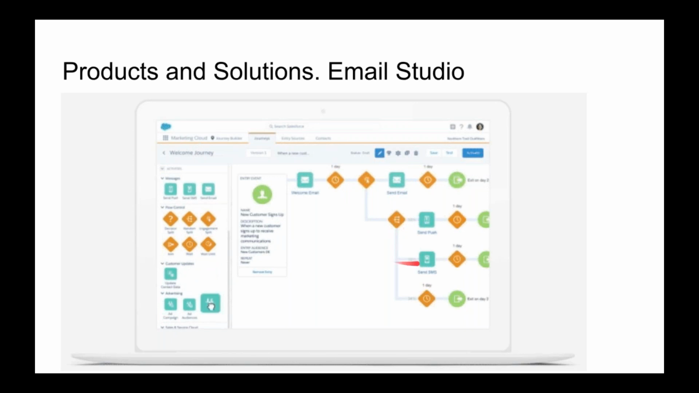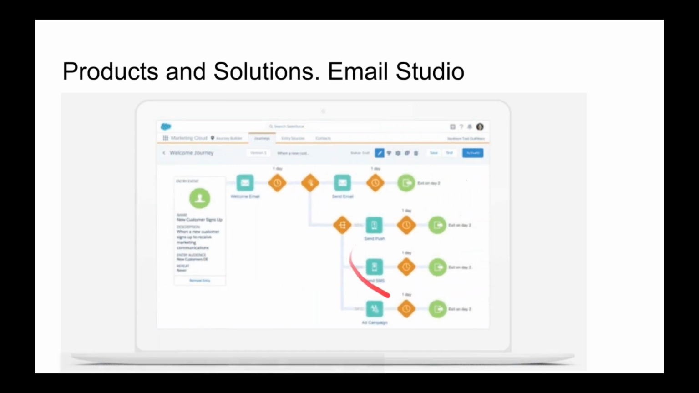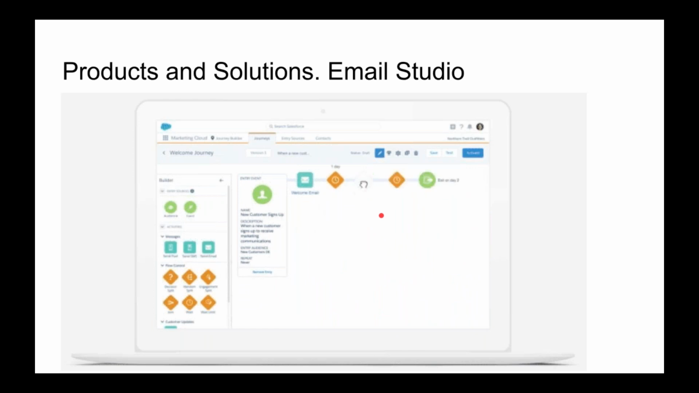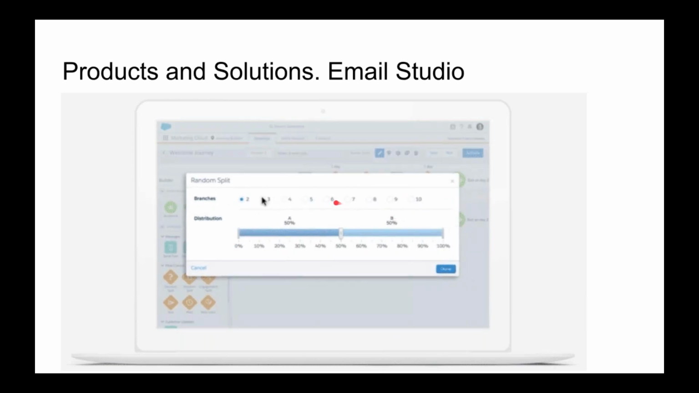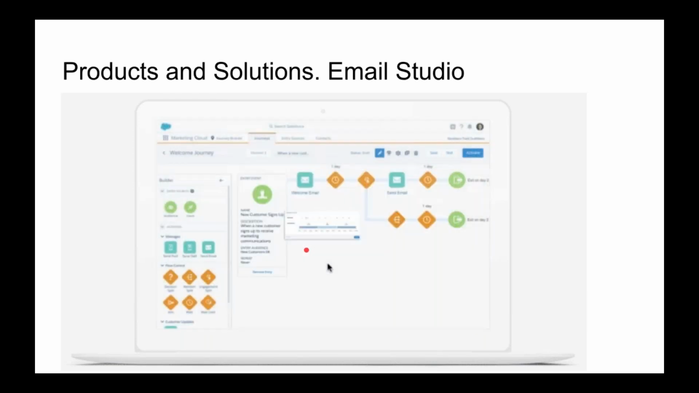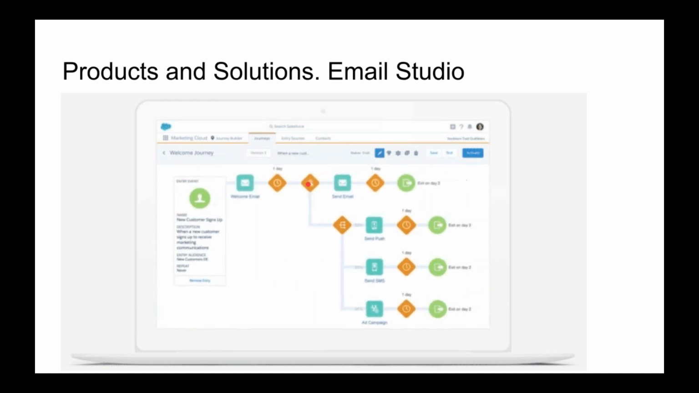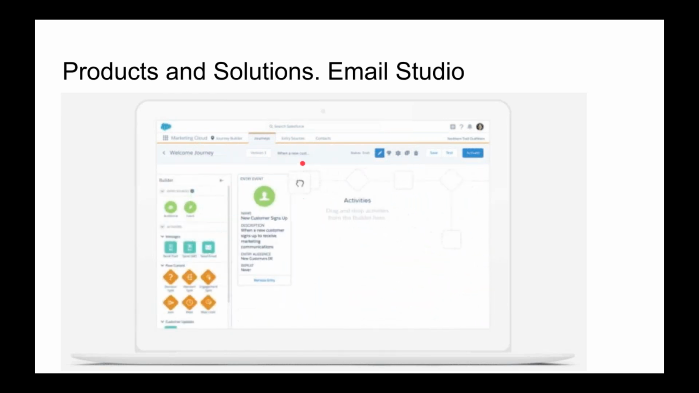If they don't open it, we take a different course. We send a push message, send an SMS, or an ad on social media. We have to experiment with different paths, right? And this is how it works. It's pretty easy. It's drag and drop, and this is how we create a path for a customer. After that, obviously, we have to select what kind of email, what goes into the email, right? Create our personalized email for each customer.